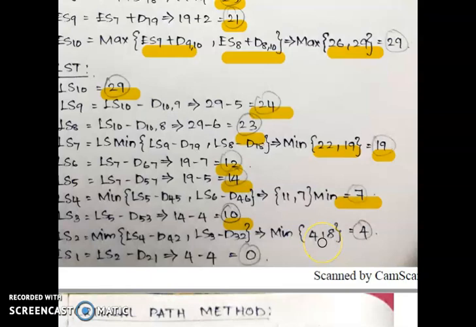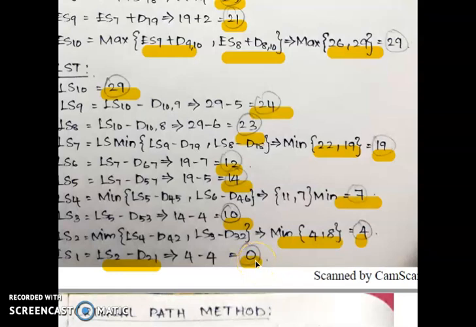Again there are 2 possible ways for 2. It comes under 4 and it comes under 3. So we need to find the minimum: 4, 8. The minimum value will be 4. LS1 equals LS2 minus D12, 4 minus 4 equals 0.